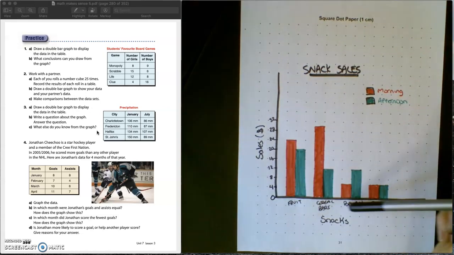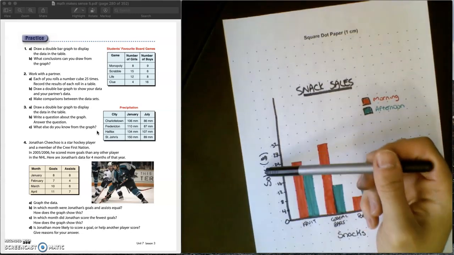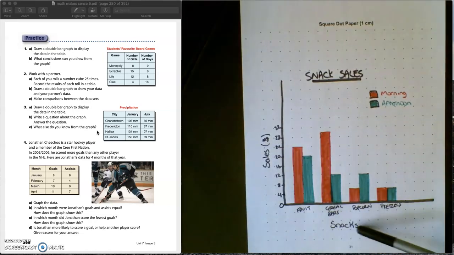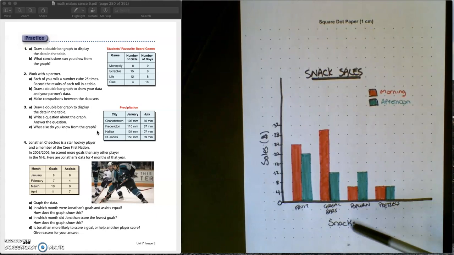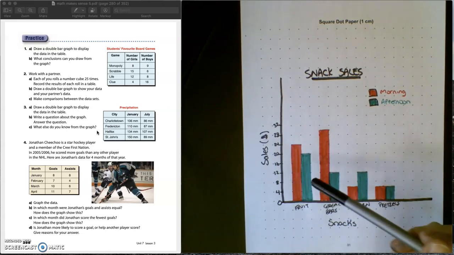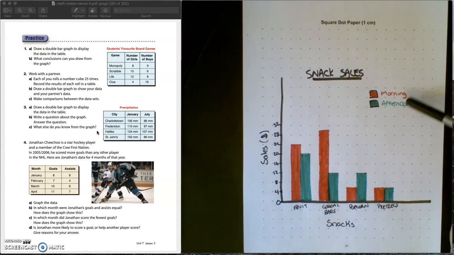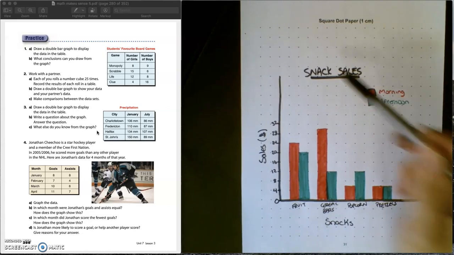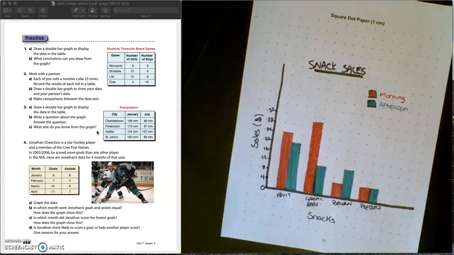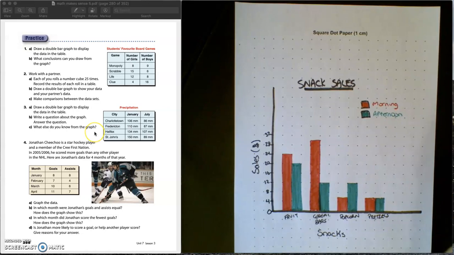So the things you need to make sure you have: a scale, a good scale. You need your categories across the bottom. You need a title or label on the side. You need a title or label on the bottom. You need obviously your part in the middle, your information. You need a legend, an appropriate legend, and you need a title. If you do not have all of that stuff, it is not a complete double bar graph, so it's really important that you get all those things in there.